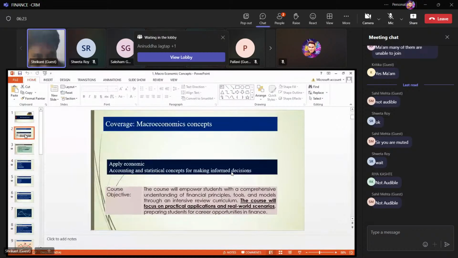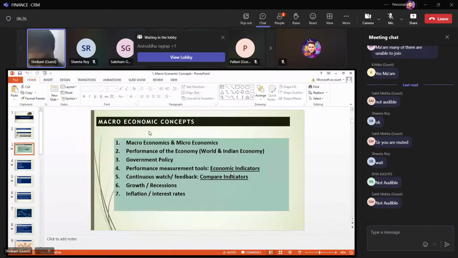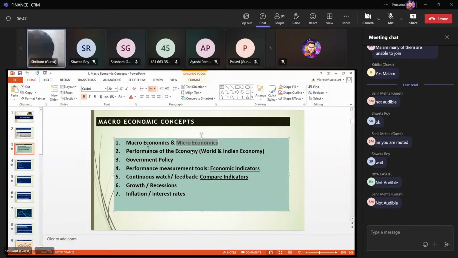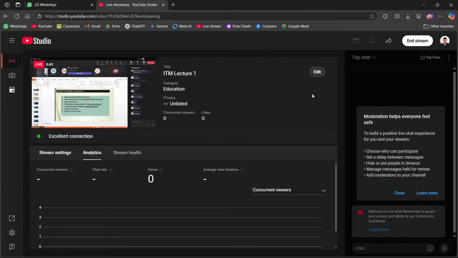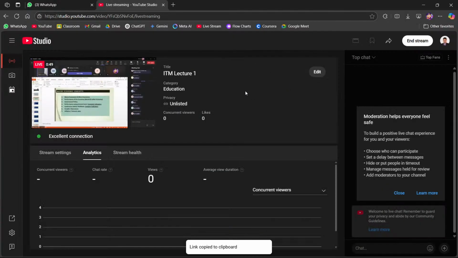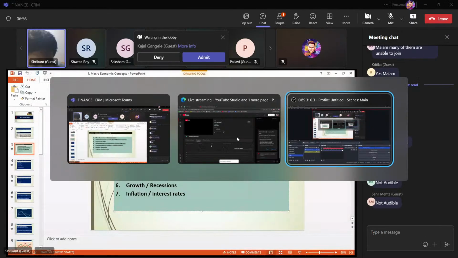I was just saying that we have something called macroeconomic concepts, where we have to segregate between micro and macroeconomics. Microeconomics deals with companies and individuals on a smaller scale, hence the word micro. But what we are talking about in this session is macroeconomics, where we're looking at the world economy or the Indian economy and the performance of the economy in general, where the government has a major say in managing the macroeconomy.